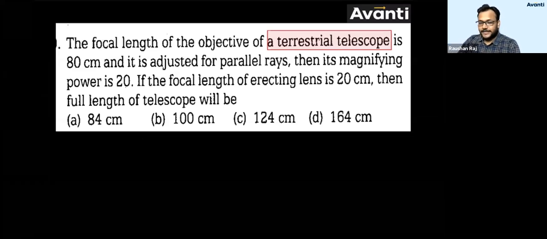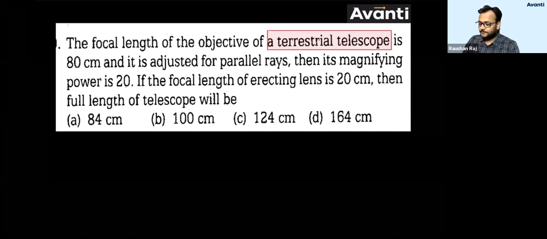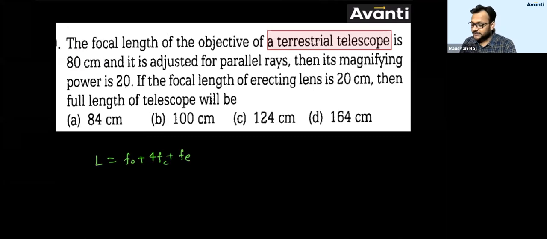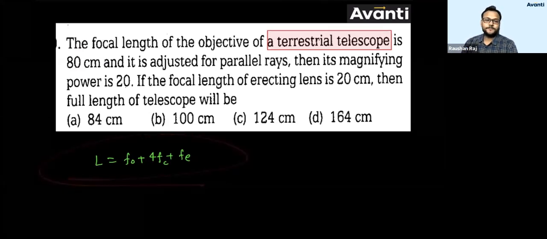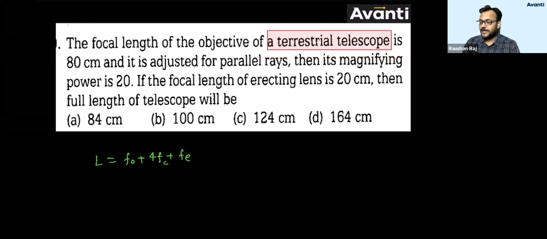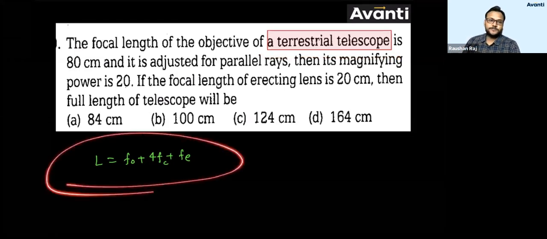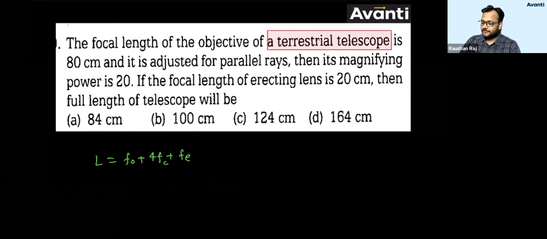So the length of the tube of a terrestrial telescope is nothing but f0 plus 4fc plus fe. I've told you that in that telescope this is the only formula that is important. Remember? I had said it at that time. Just revise that particular video. You simply have to remember that there will be a corrective lens and the length of the telescope will be this. So here we have to put it in the formula.